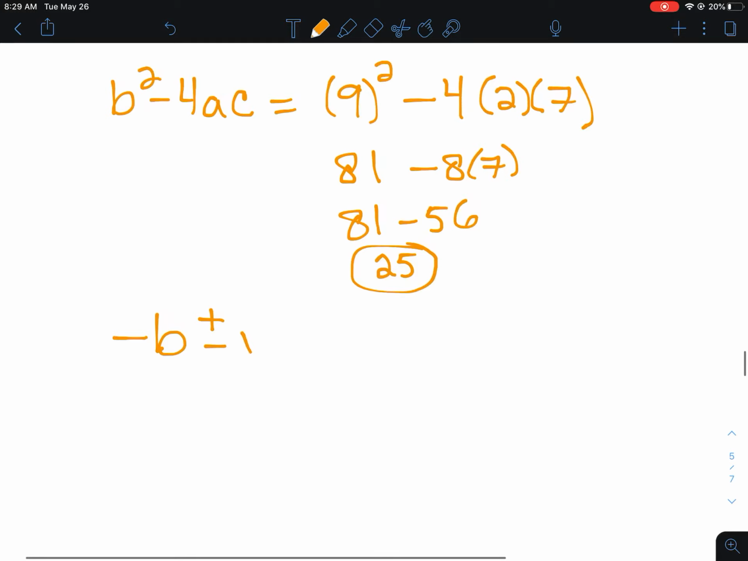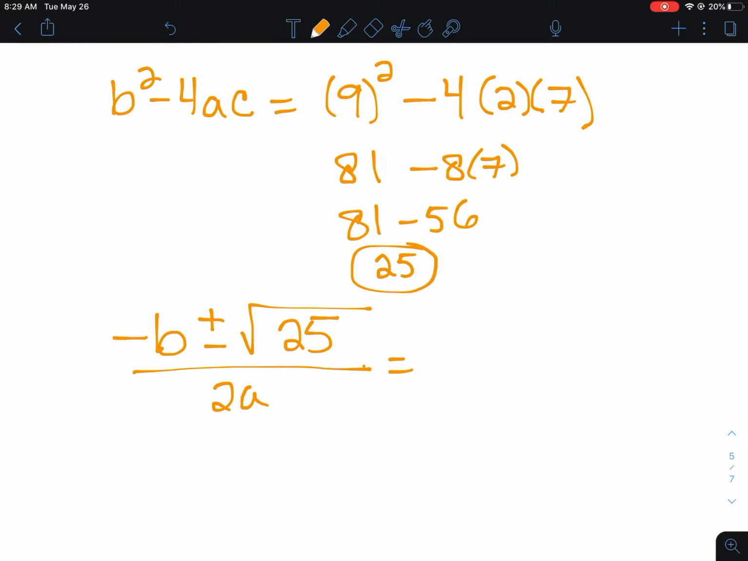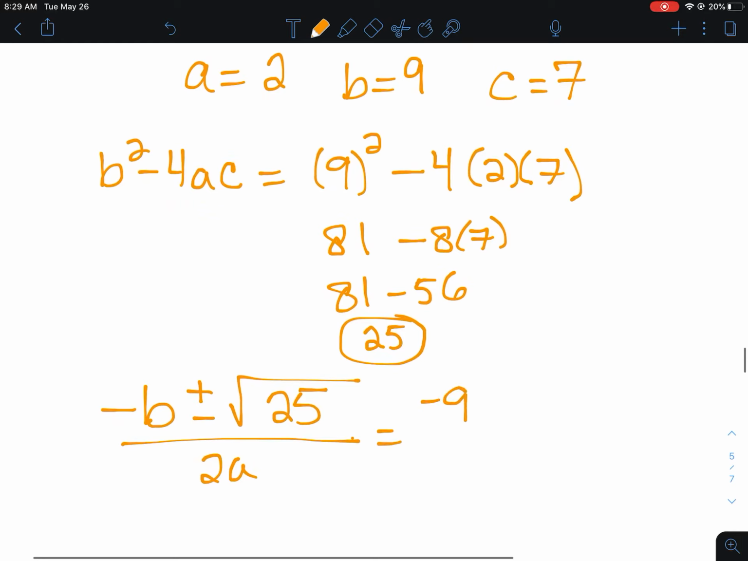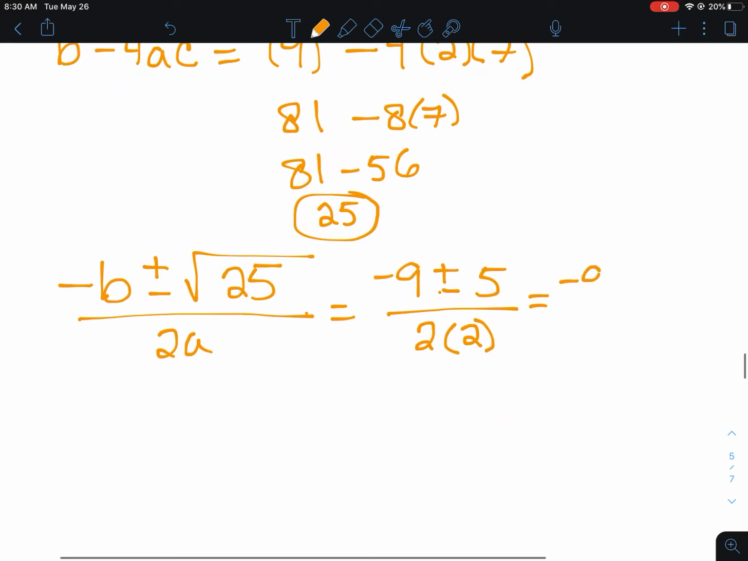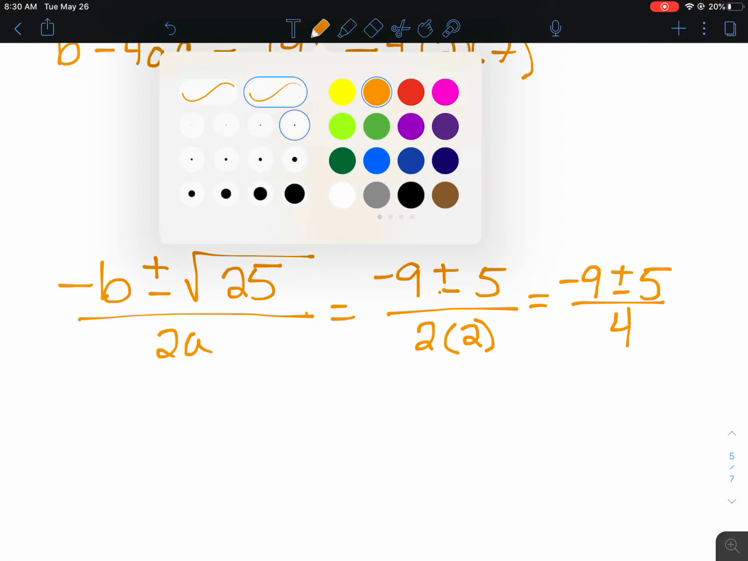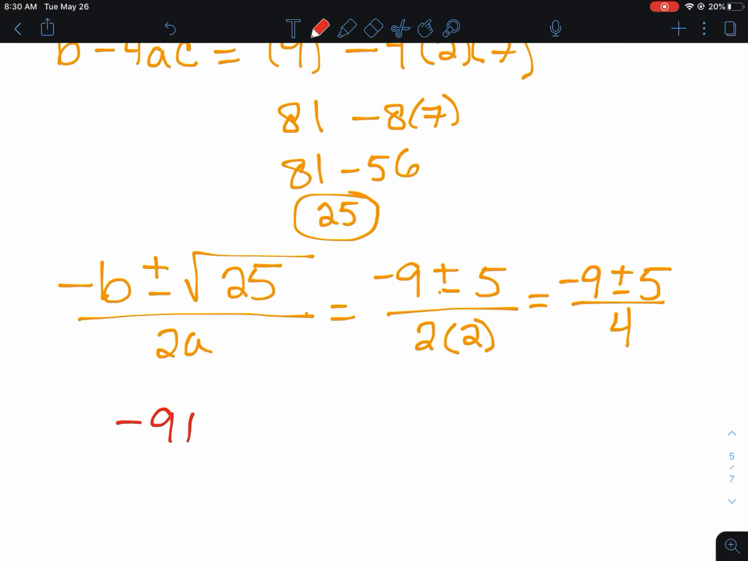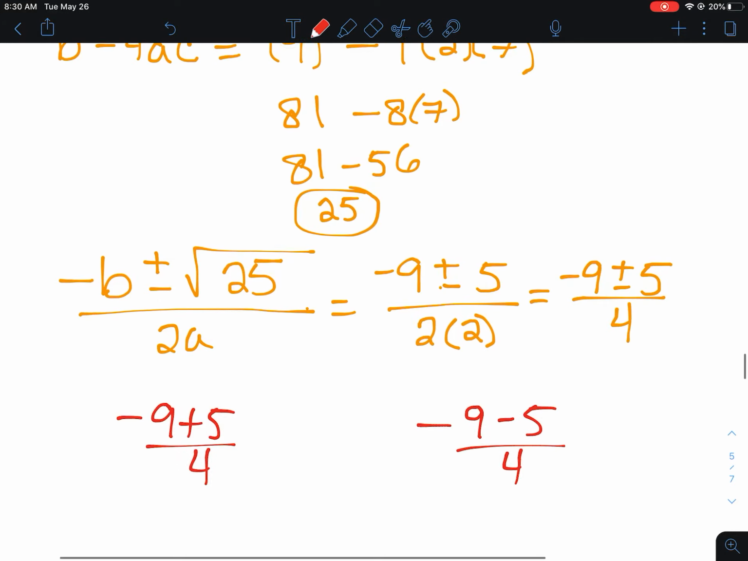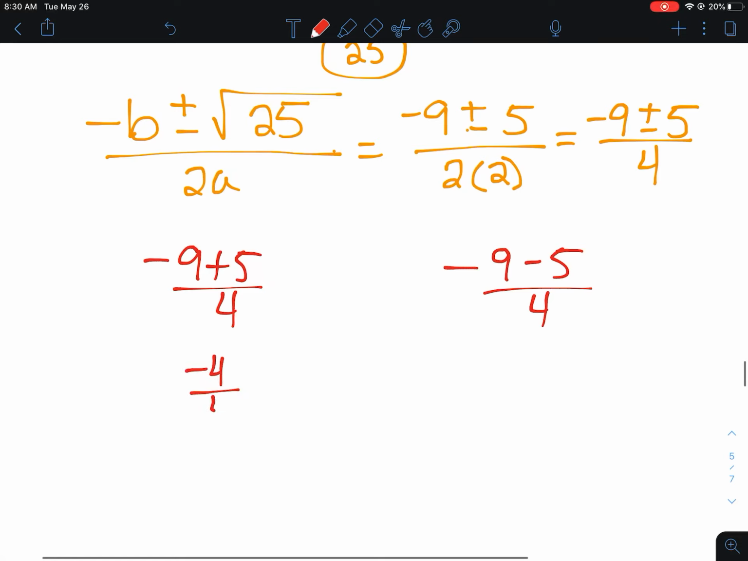So we just need to add in negative b plus or minus the square root of 25, because we already did that math, over 2a. Well, negative b was 9, so negative 9, plus or minus 5, all divided by 2 times 2. So negative 9 plus or minus 5 over 4. And now split that into 2 answers. Negative 9 plus 5 over 4. Negative 9 minus 5 over 4.